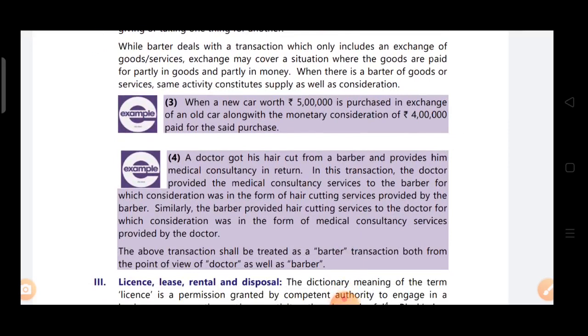See example number 3. When a new car worth 5 lakh is purchased in exchange of an old car along with monetary consideration of 4 lakh paid for the said purchase. Means a new car is purchased of 5 lakh, and in exchange what is given? 4 lakh. This 4 lakh rupees is given plus the old car is given. Suppose the value of the old car is 1 lakh, so 1 lakh is not paid in monetary terms. The old car is given and 4 lakh is given, and the new car was purchased. So in this case, payment is made partly in goods and partly in money. So this is the situation of exchange. This is not barter.